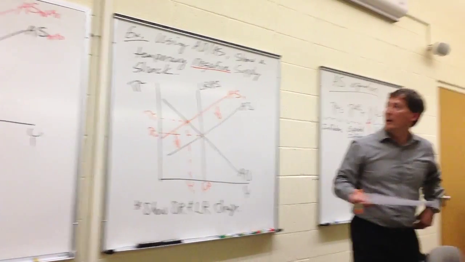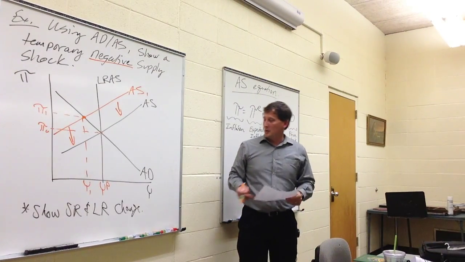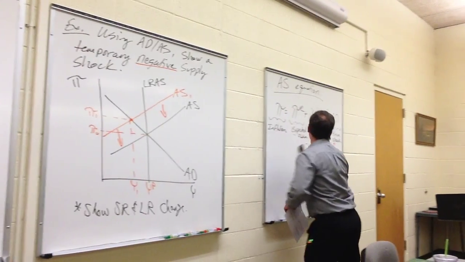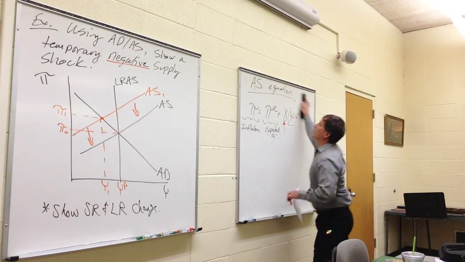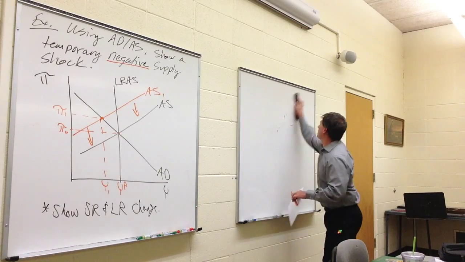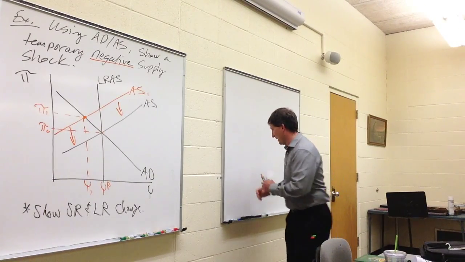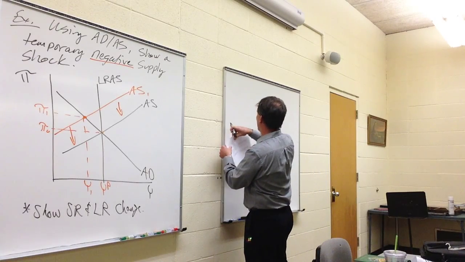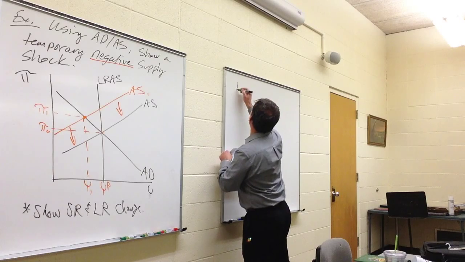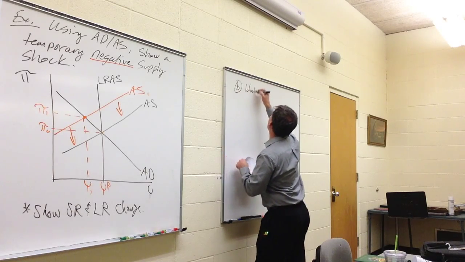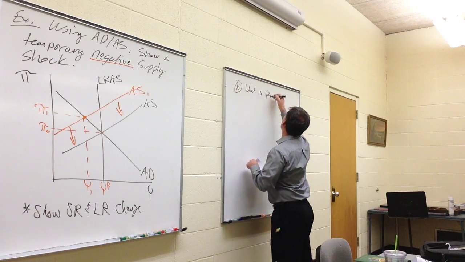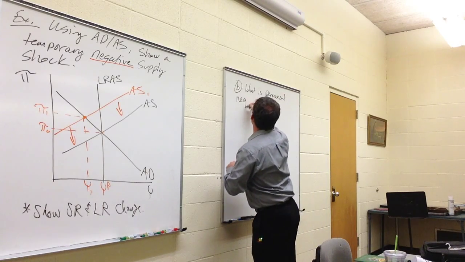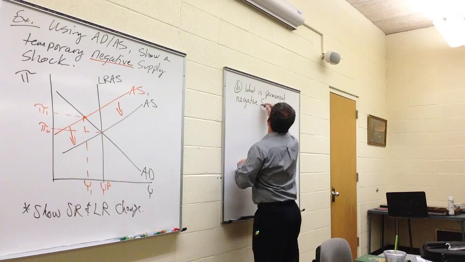All right. If it was permanent, we'd have the long run aggregate supply shifting too. So if you come into questions that talk permanent or temporary, that's part of what they're getting at. So you could do a little part B. What if permanent negative supply shock.